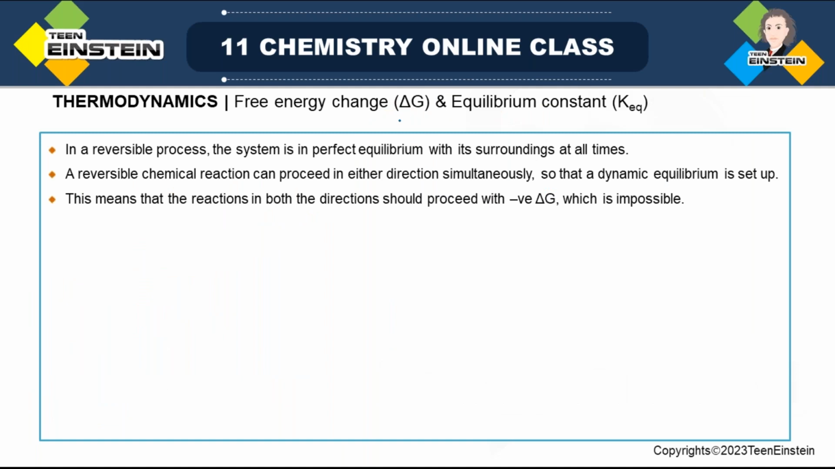Free energy change, that is change in G value, and equilibrium constant, K equilibrium. We will try to find out the relationship between these two. And the relationship is such that if you know the K equilibrium value, you can calculate del G and vice versa. In a reversible process, the system is in perfect equilibrium with its surroundings at all times. Now for such equilibrium, if we consider any chemical reaction, the corresponding equilibrium constant is K equilibrium.